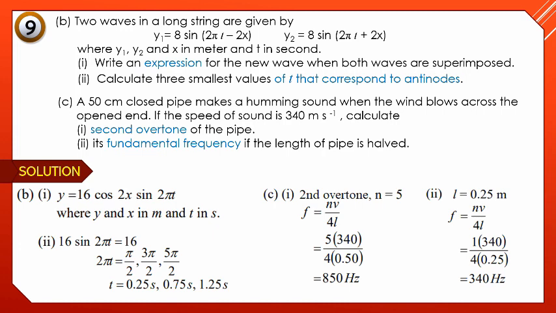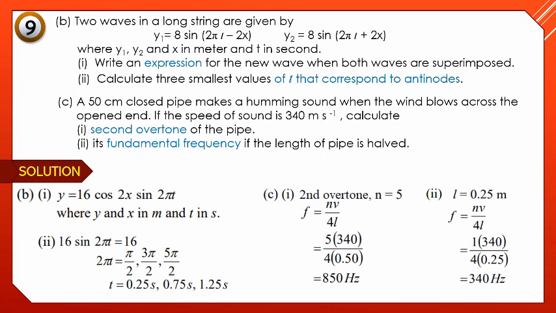To calculate the three smallest values of t that correspond to antinode, we know that the antinode occurs at the maximum displacement. So, 16 sin 2 pi t is equal to 16, which is maximum displacement. And when we calculate the t, we get that the t is equal to 0.25 second, 0.75 second, and the third one is 1.25 second.